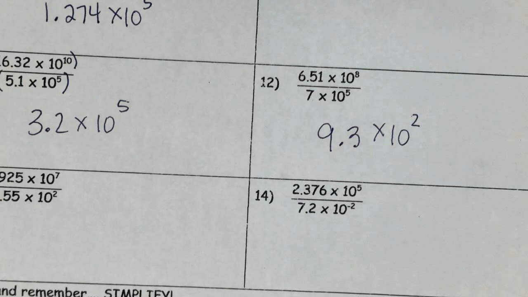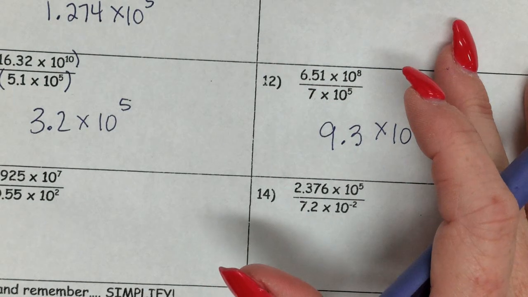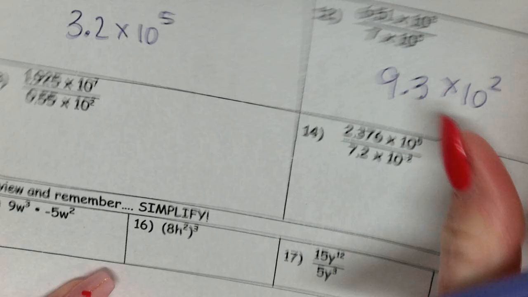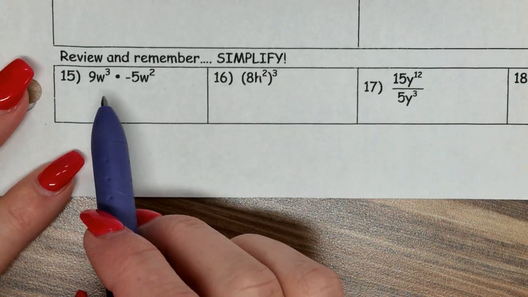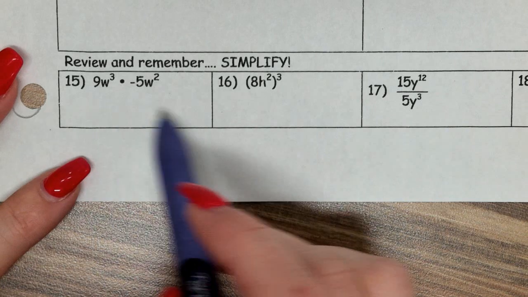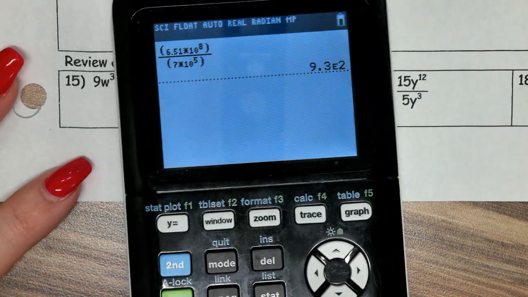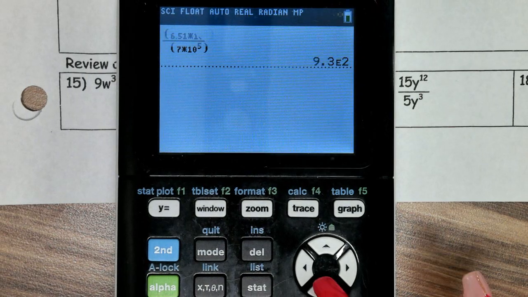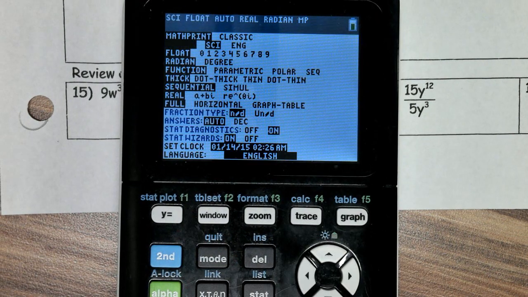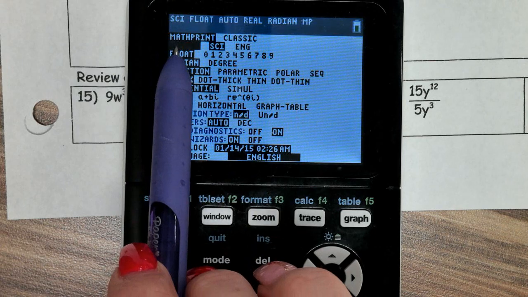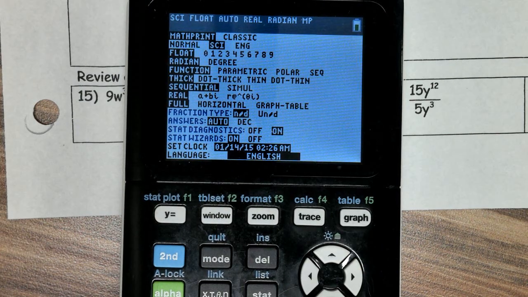Okay, do we need to do any more scientific notation? Yes or no? Okay, go to the bottom. Let's just do a quick review of what we learned. This is not scientific notation. So should I be in scientific notation mode anymore? No. So where do I go? Mode. How do I get back to normal? Have to hit enter. Okay, so everybody look.